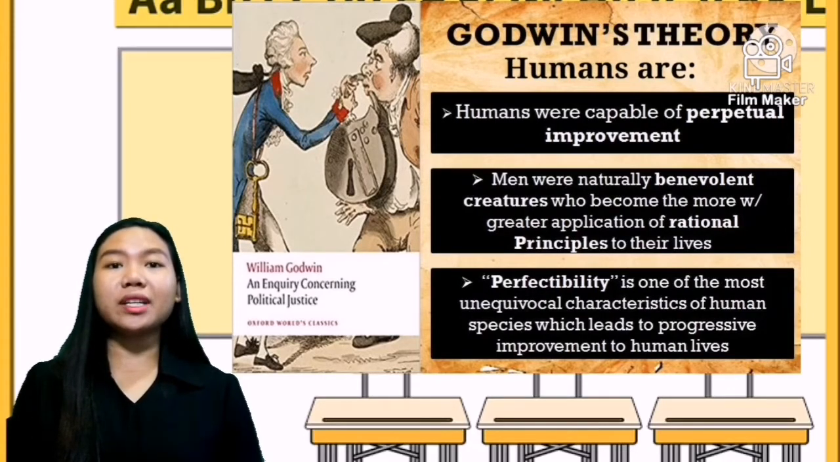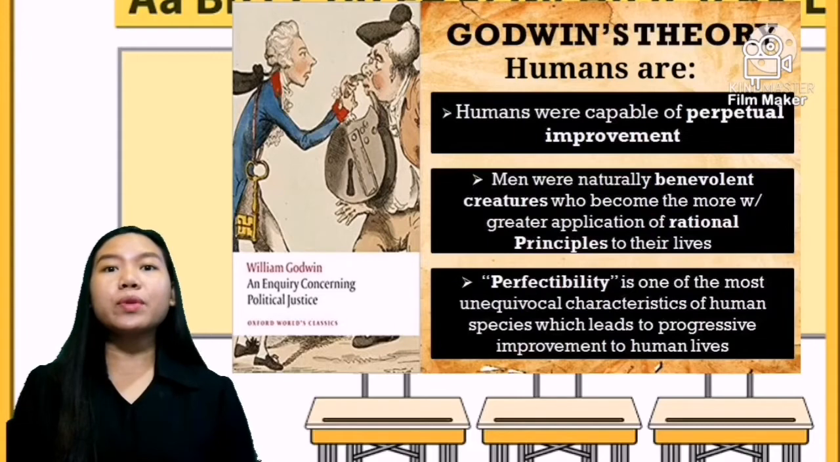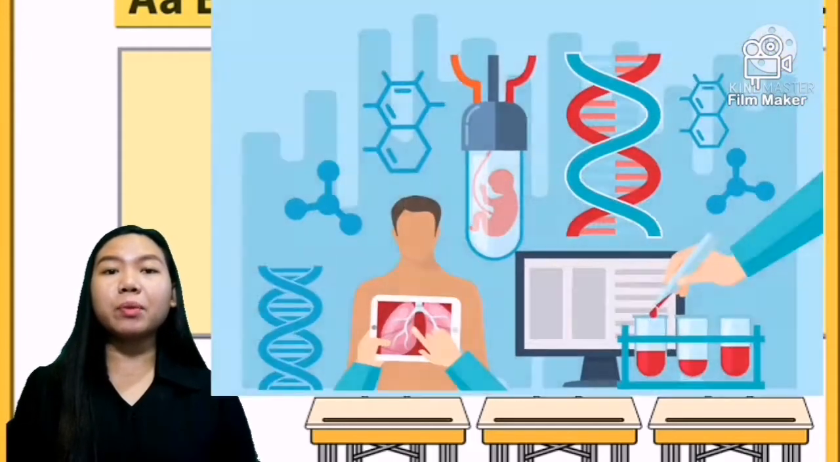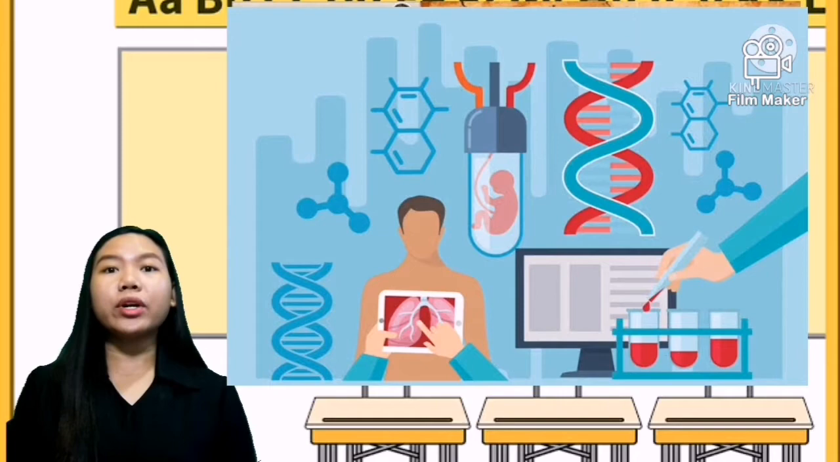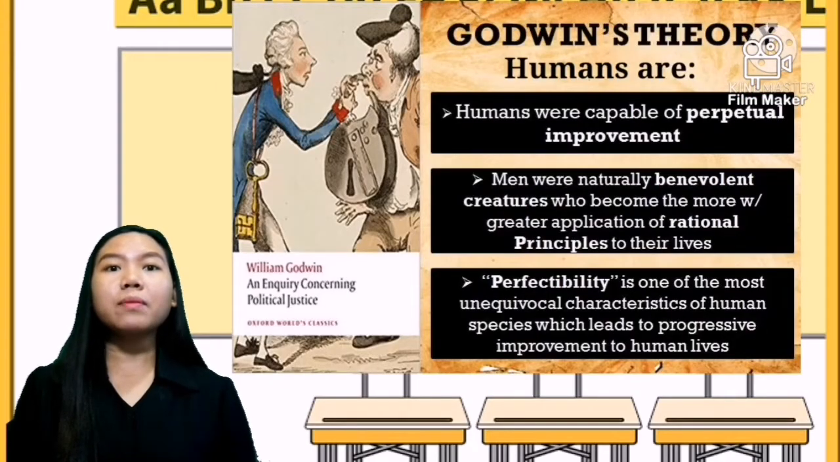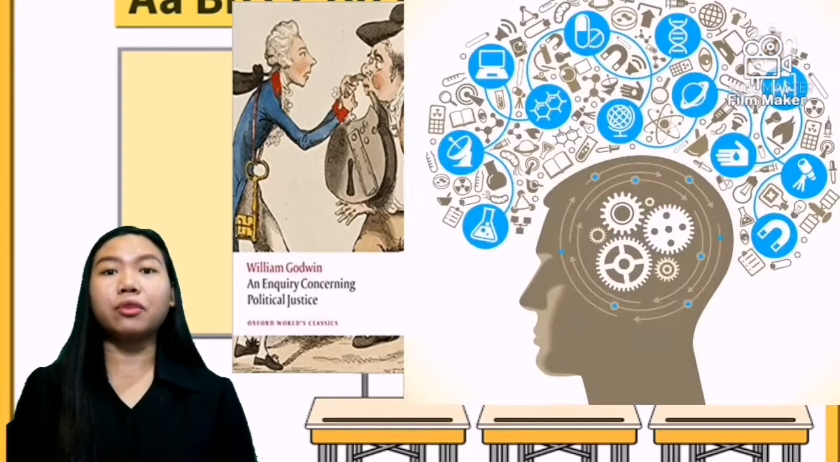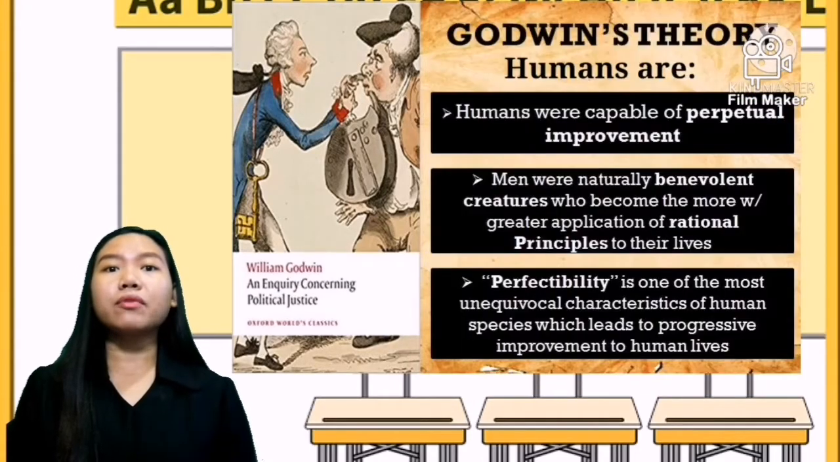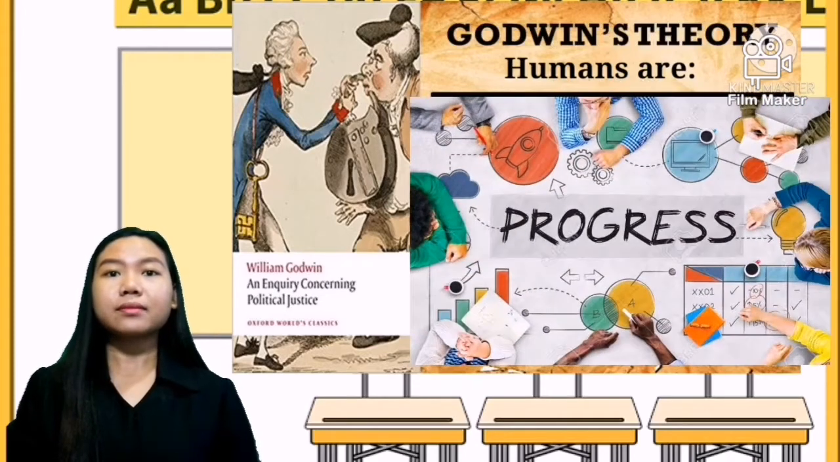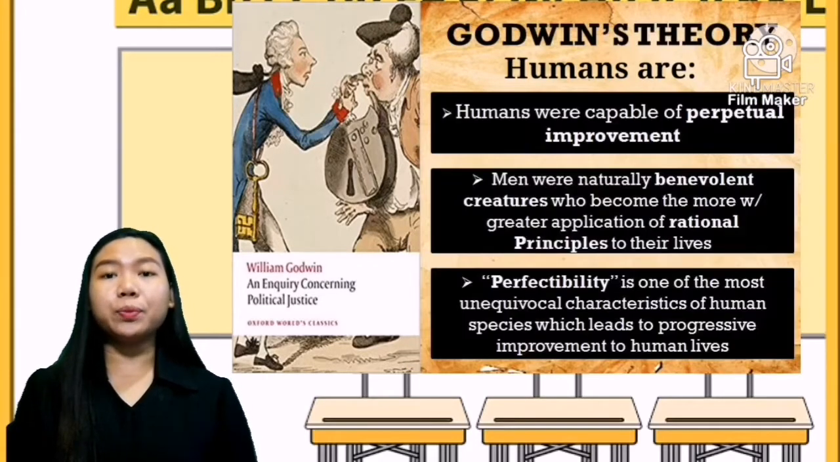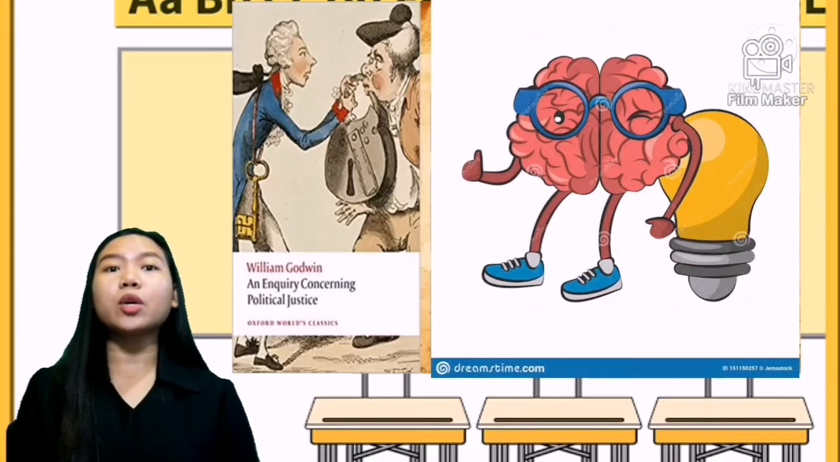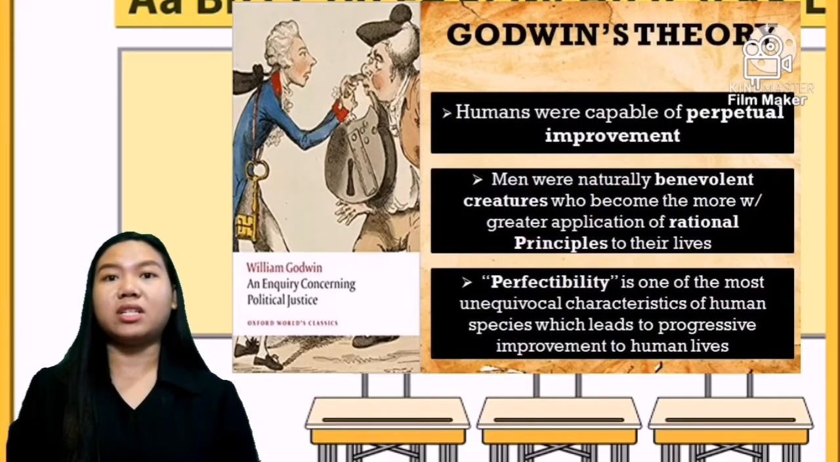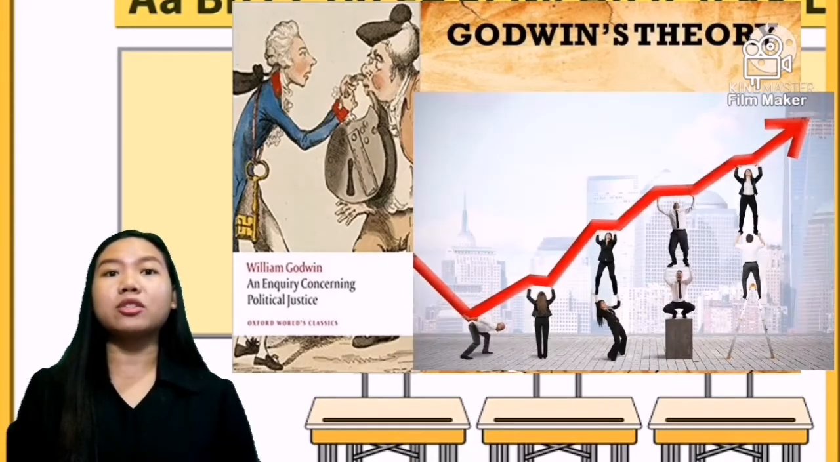William Godwin, in his book entitled Inquiry Concerning the Principle of Political Justice, posited that humans were capable of perpetual improvement, or shall we say, humans were capable of non-stop improvement, as well as that men were naturally benevolent creatures who become the more so with an ever greater application of rationality to their lives. Because of this rationality, men are able to improve and progress. And lastly, Godwin assumed that perfectibility is one of the most unequivocal characteristics of the human species, which leads to progressive improvement of human lives.